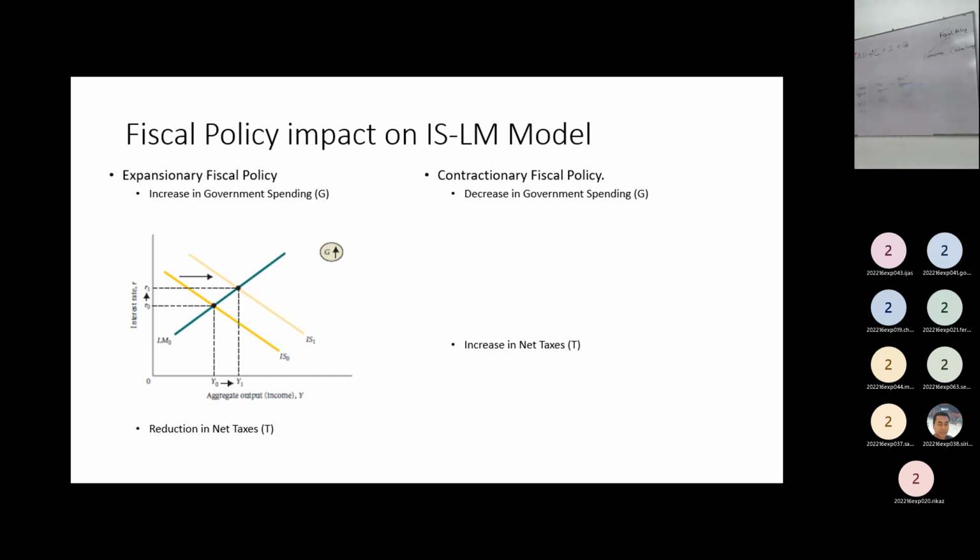If you want, you can write down a small sentence. Contractionary fiscal policy is aiming to reduce aggregate output or income. This is specifically used to slow down the economy.